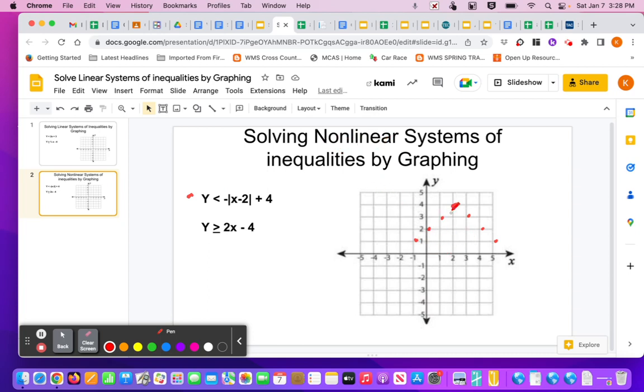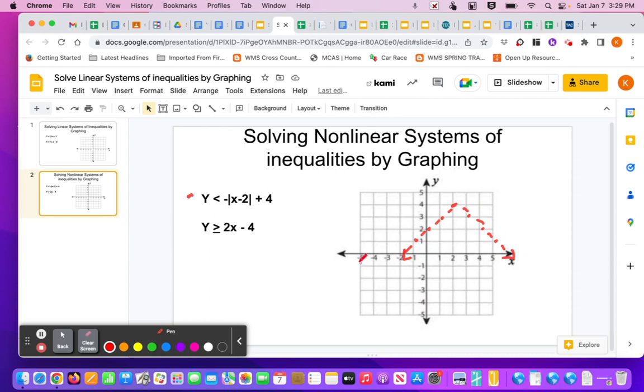So let's get back to this. Upside down V, we notice the sign is a less than. That means it's a dashed line connecting here. Do not make that solid. Very important. Okay, so there is our dashed line, and that's what it looks like, absolute value, just like we've always done before.